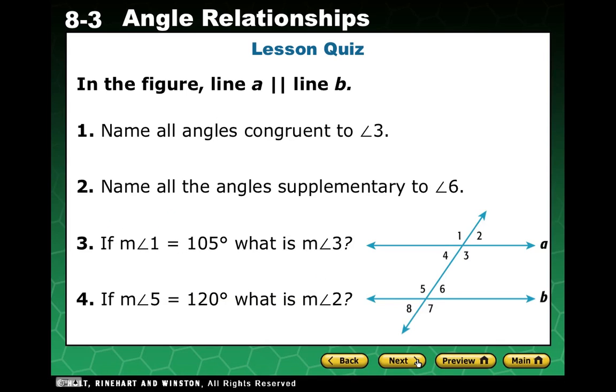Alright, here is your lesson quiz. Go ahead and copy down, just sketch the picture there and answer these questions, and we will go over the solutions in class.